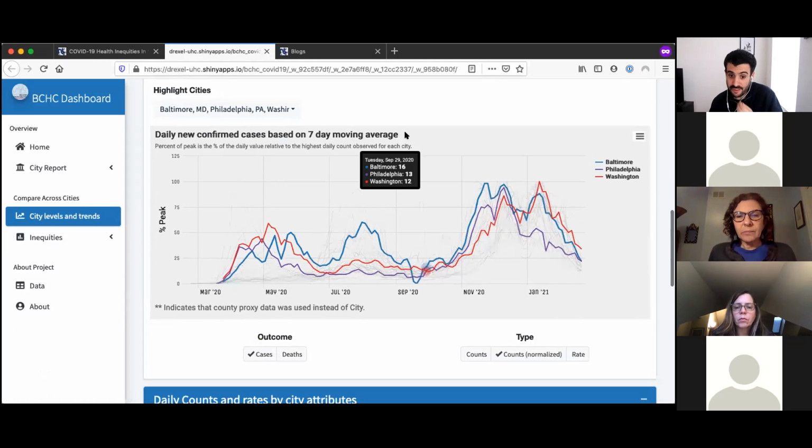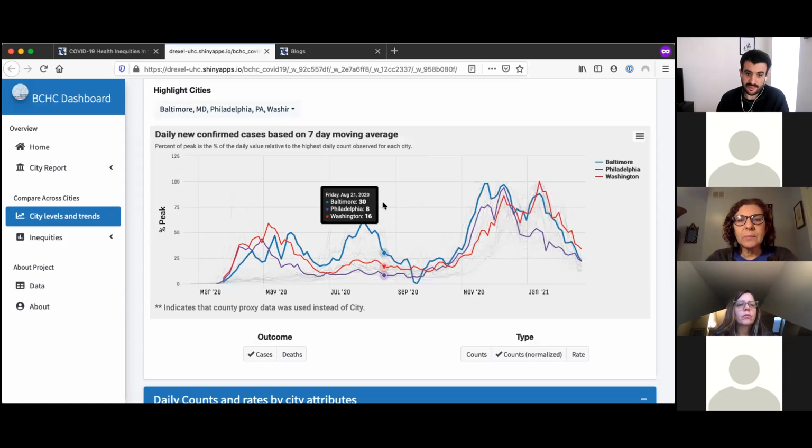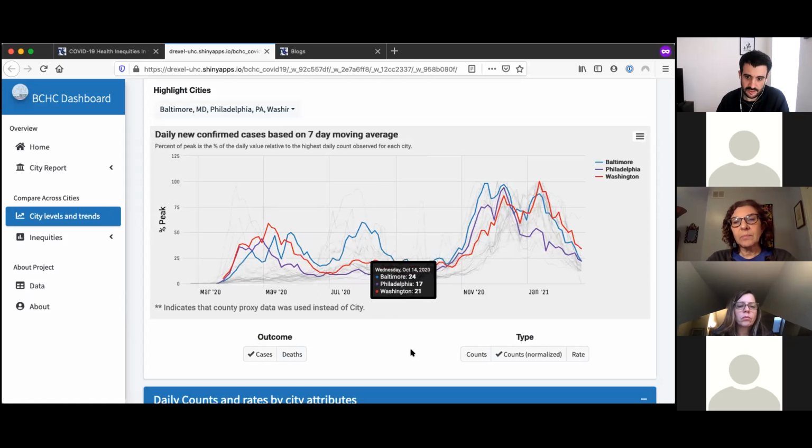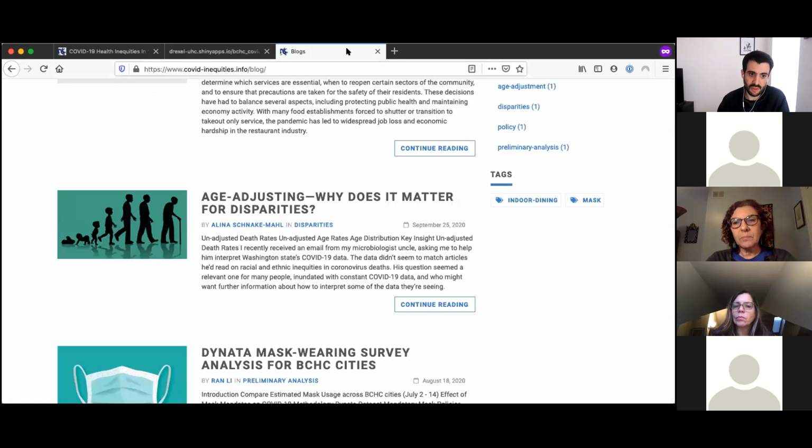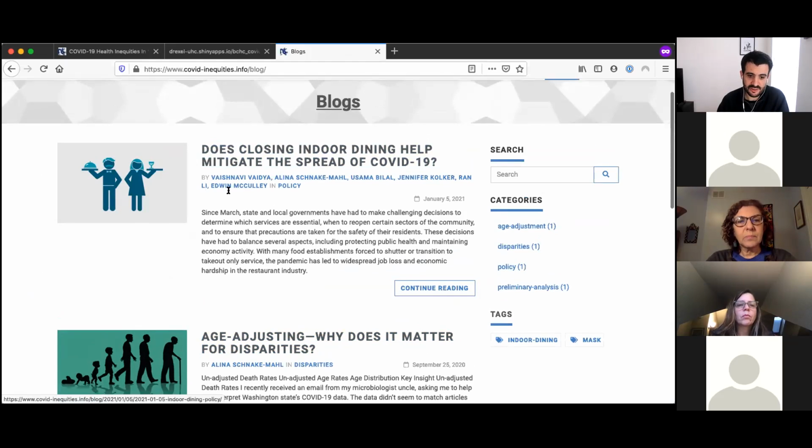So one of the things we have done, as a very exploratory thing as part of the blog post that people can go and read, is that we have taken this data and tried to see what happens, for example, after a city opens indoor dining. So that's one of the blog posts that people can take a look at here.